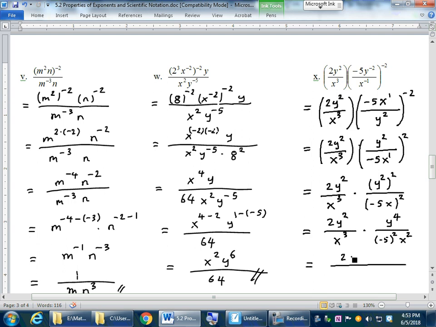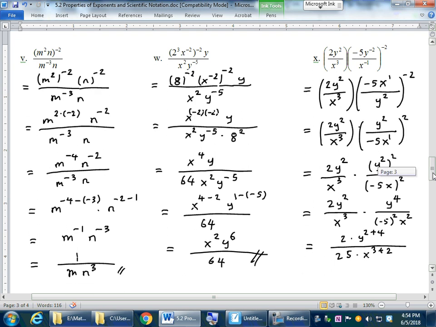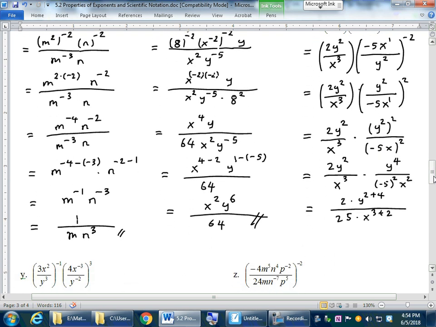2 times y to the fourth times y to the fifth, so y to the second, so you add them up. Negative 5 squared is 25 times x to the third power plus 2, because when you multiply the same base, you add the exponents. So my final answer is 2y to the 6th over 25x to the 5th.